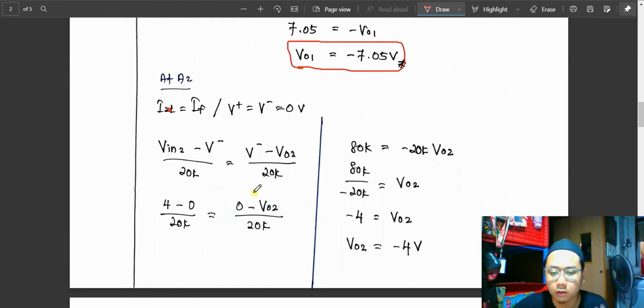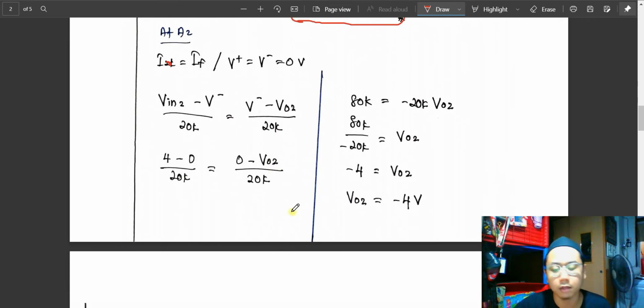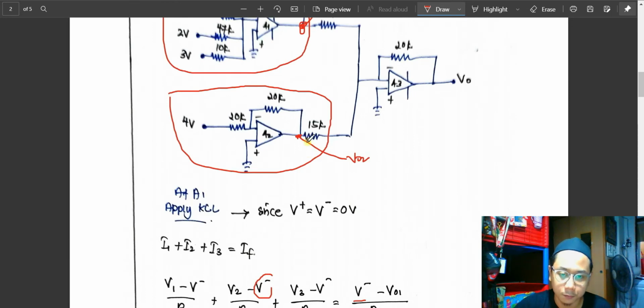After we substitute all the values that we have in the equation, we will just have V out 2. We just need to find the V out 2 value. By using the mathematical method, we find V out 2 is equal to negative 4 volts, which is the voltage right here.